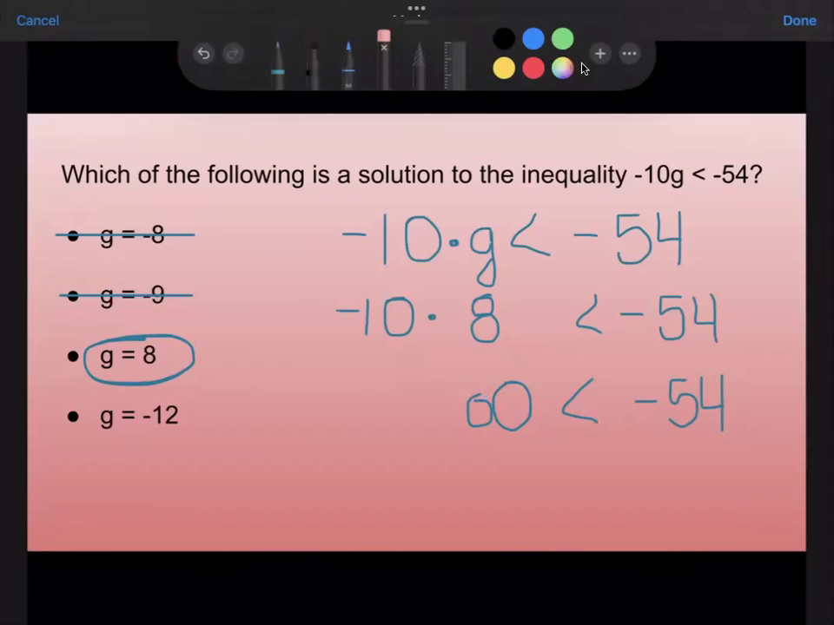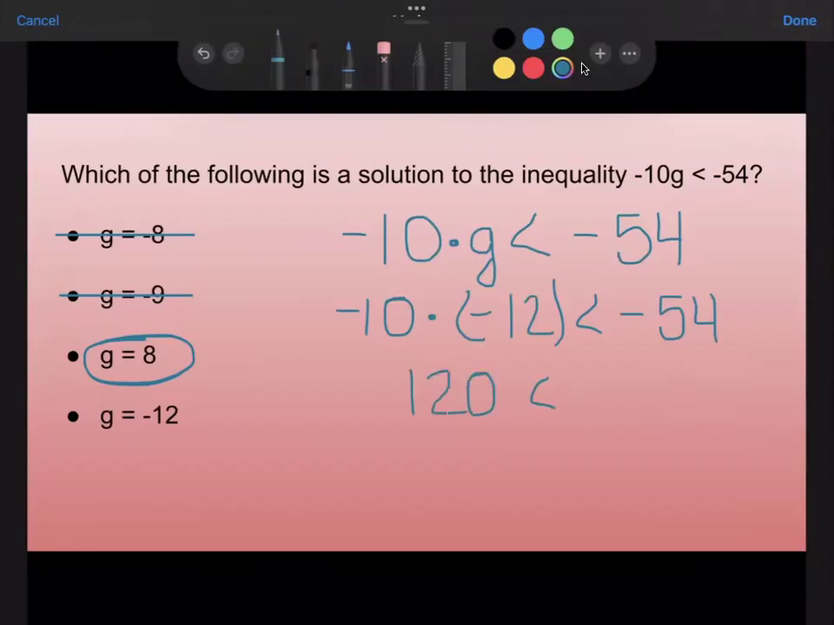We've got one more possible solution to check, and that is the last one, where g is equal to negative 12. So I'm going to substitute that in for g. Negative 10 times negative 12 will be positive 120, and then we've got less than negative 54. So again, we have an untrue statement. 120 is definitely greater than negative 54, so I'm going to cross that one off. That means the only one from this list that g could be equal to would be positive 8.